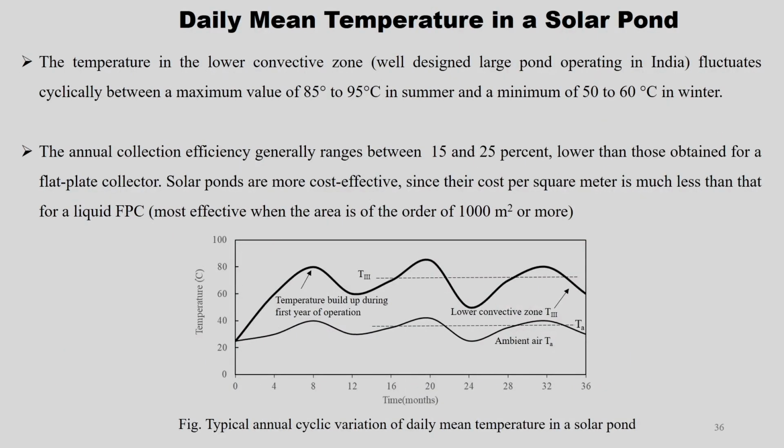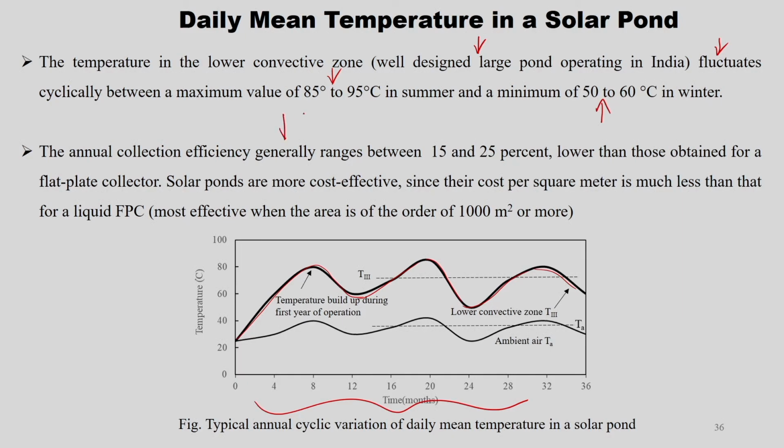This is nothing but the daily mean temperature in the solar pond. If you see, this is taken for almost 3 years. Here it is almost cyclic in nature with 1 or 2 months difference. If the lower convective zone is well designed, well insulated and a large pond operating in India, where medium solar radiation happens throughout the year, the temperature fluctuates cyclically between a maximum of 85 to 95 degrees in summer and a minimum of 50 to 60 degrees in the winter.